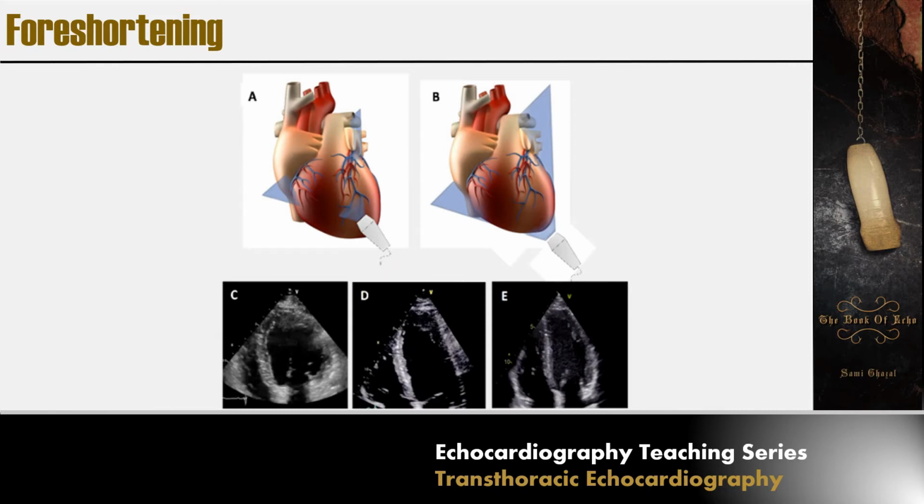When doing apical views, we have to understand a term called foreshortening. Foreshortening is when the apical ultrasound beam is not cutting through the true apex, like this image here, A. This is the probe and it is cutting a little bit sideways. Here, it's not cutting the true apex. This is where it should cut, coming through the true apex.